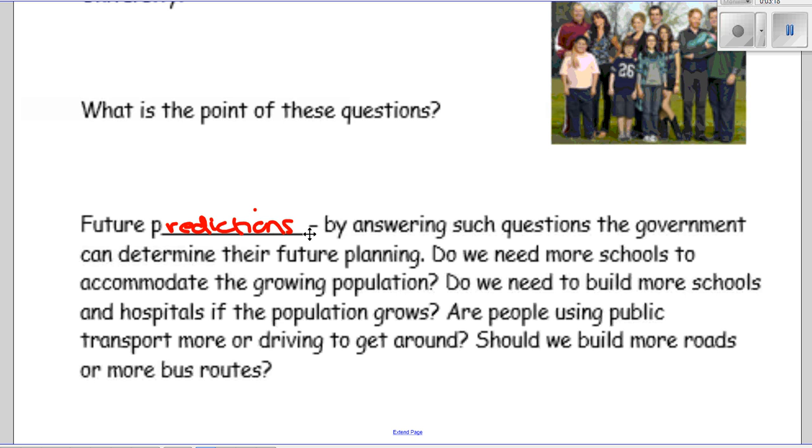So by answering such questions, the government can determine the future planning. Do we need more schools to accommodate the growing population, or is it a shrinking population? Do we need to buy more schools and hospitals if the population grows? Are people using public transport more or driving to get around? Should we build more roads and more bus routes?